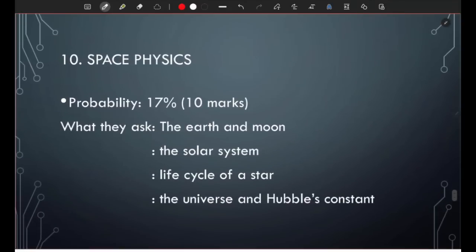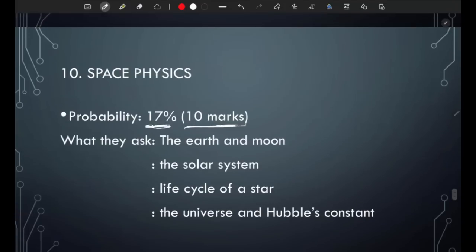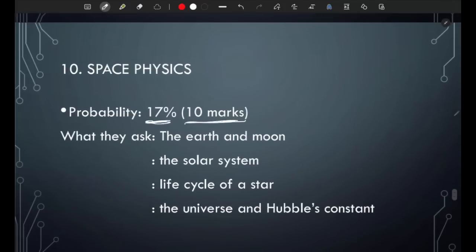The last topic is space physics. Now this is a new topic introduced in the 2023 syllabus, yet it has been increasing in popularity. So it takes about 17% of the paper, which is 10 marks. And what they ask, they can ask on the earth and the moon, maybe the distance, the speed of revolution. So maybe they can give you the distance between the earth and the moon.